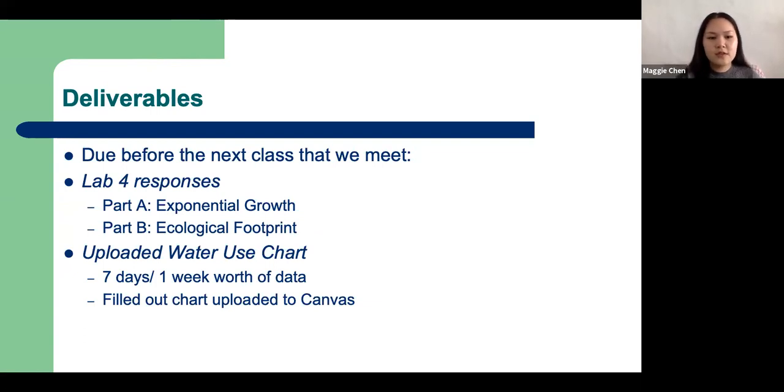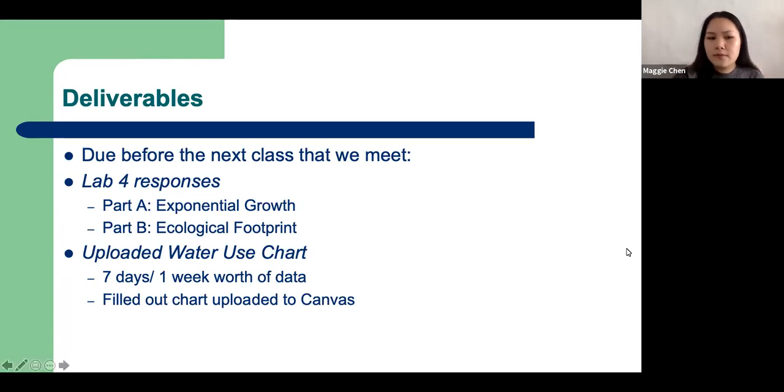So first, the deliverables for today, which are due before the next class that we meet, so next week: you're going to be turning in the lab 4 responses. This is the Word doc that's on Canvas. Part A is exponential growth, where you're doing some equations, and part B is where you're looking at your ecological footprint. I will show you where to find that when I also go over the water use chart. By next week, you're also going to upload your water use chart, which is 7 days or 1 week's worth of data.